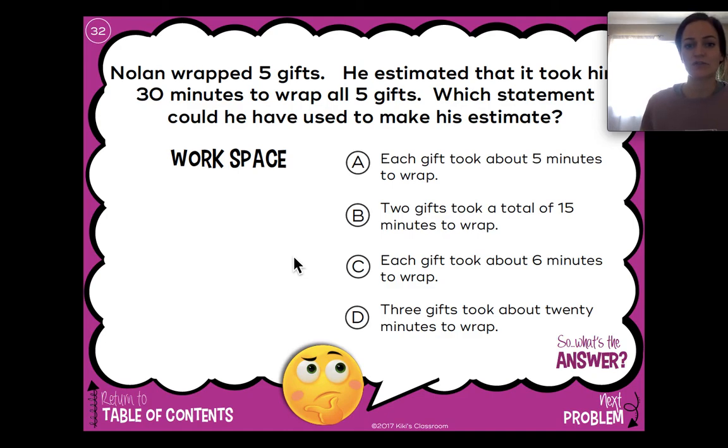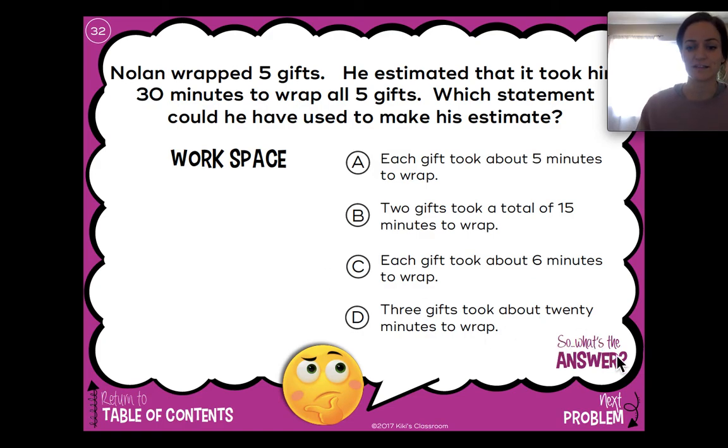Each gift took about 5 minutes to wrap. Would that equal 30? 2 gifts took a total of 15 minutes to wrap. Each gift took about 6 minutes to wrap. Or 3 gifts took about 20 minutes to wrap. Go ahead and pause the video and see if you can find the answer.